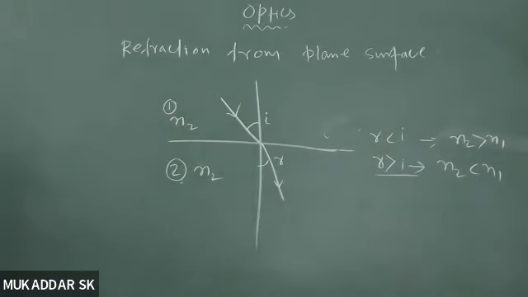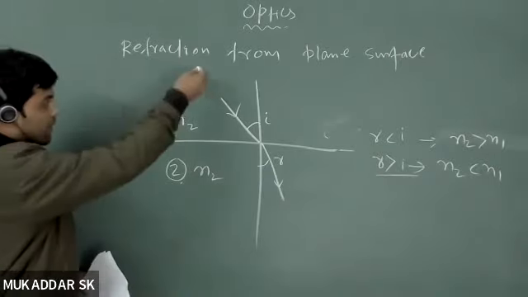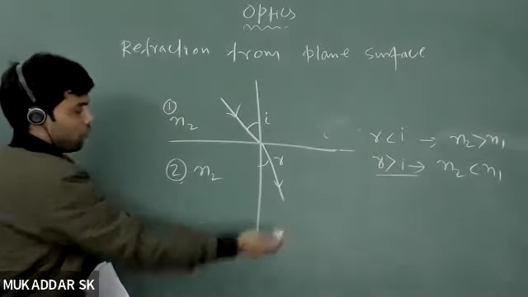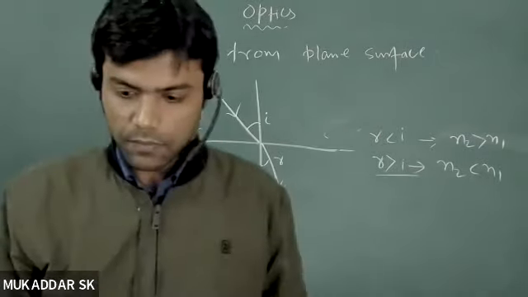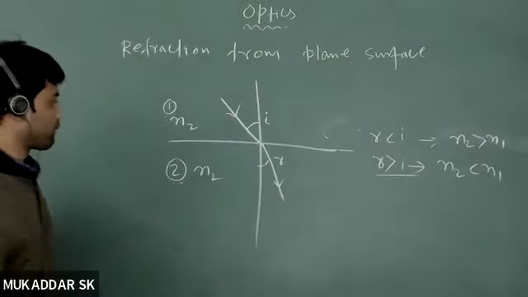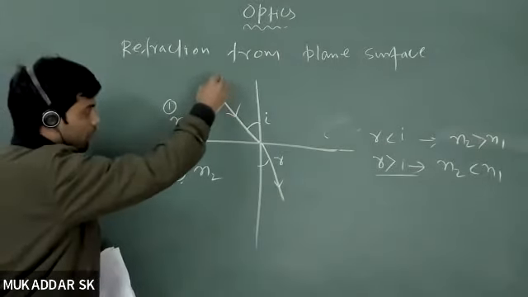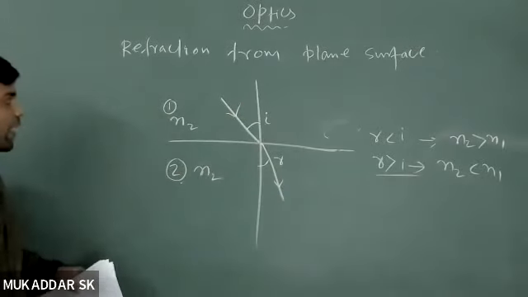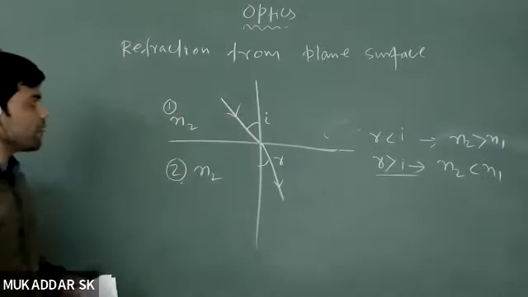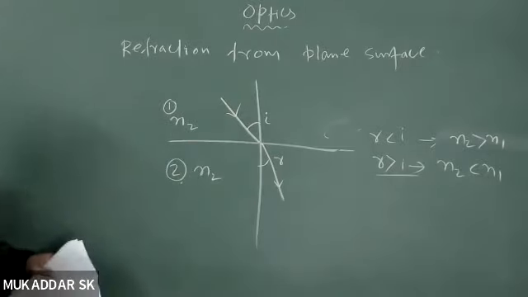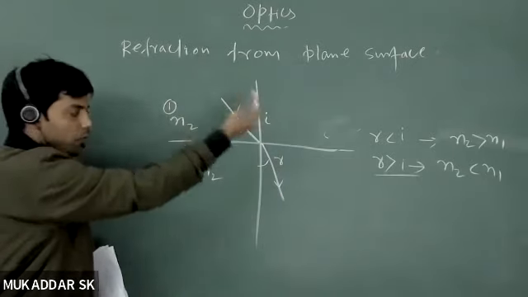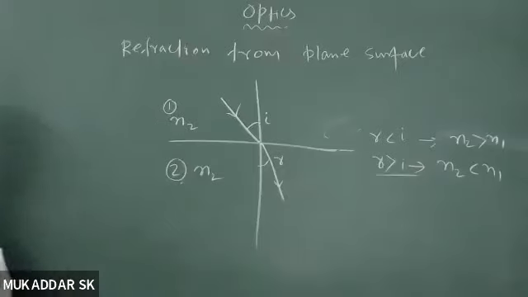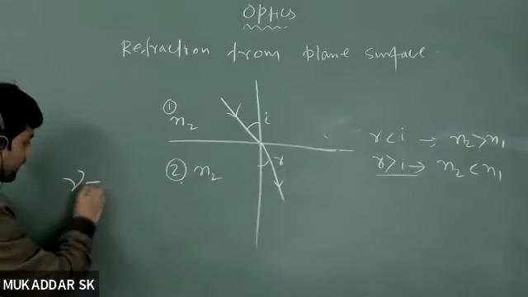But before going to discuss Snell's law, one thing you have to keep in mind: whenever light is coming from medium 1 to medium 2, one property will never change. That is frequency. Light is an electromagnetic wave, and it has some frequency. When light goes from one medium to another, frequency will never change, and frequency can be written as nu.